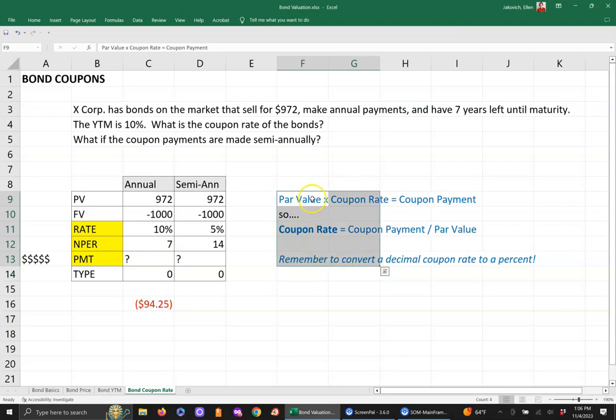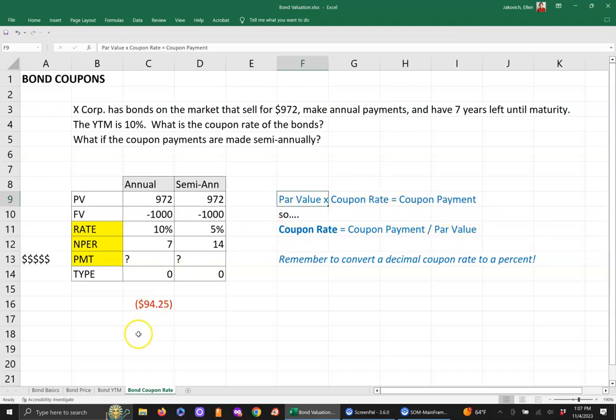So now let's solve for the coupon rate, and I put how to do that over here in blue. So we know from before par value of $1,000 times whatever the coupon rate, if it's a 6% coupon rate, is going to equal my coupon payment. So we're trying to solve for coupon rate. So we have to rearrange the formula to solve for coupon rate, and that's coupon payment divided by par value.